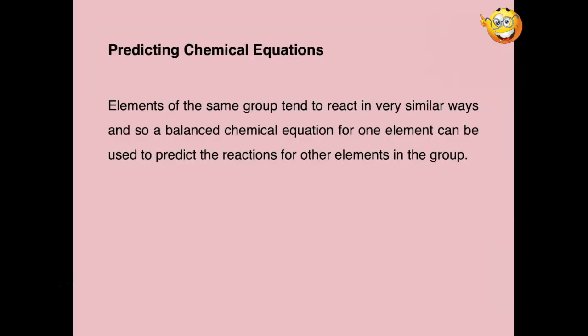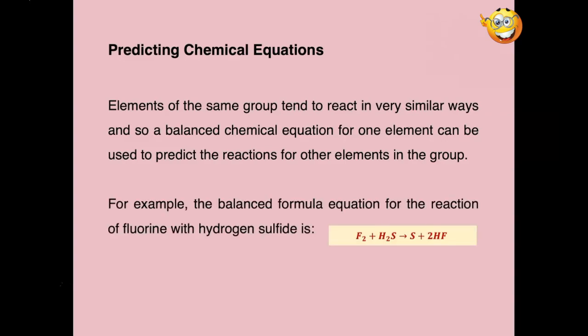Predicting chemical equations: elements of the same group tend to react in very similar ways, and so a balanced chemical equation for one element can be used to predict the reactions for other elements in the group. For example, the balanced formula equation for the reaction of fluorine with hydrogen sulfide is F2 plus H2S, and then the product would be S plus 2HF.